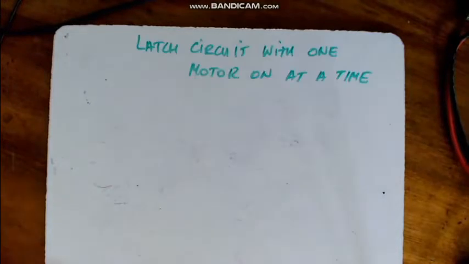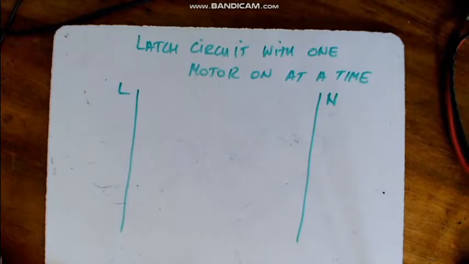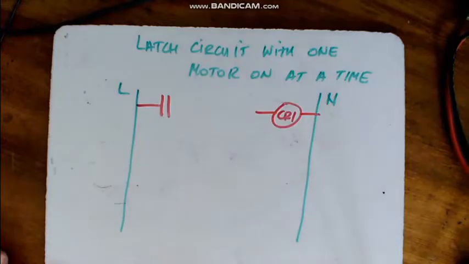Right, next we're looking at a latch circuit where only one motor is on at a time. See if you can just draw a normal latching circuit first. Just try it quickly, pause the video. Okay, so first step, live and neutral. Don't forget you need a switch that will activate CR1. When I press that switch, CR1 will come on, but I'm going to need a stop switch so that I can stop it after it latches on.